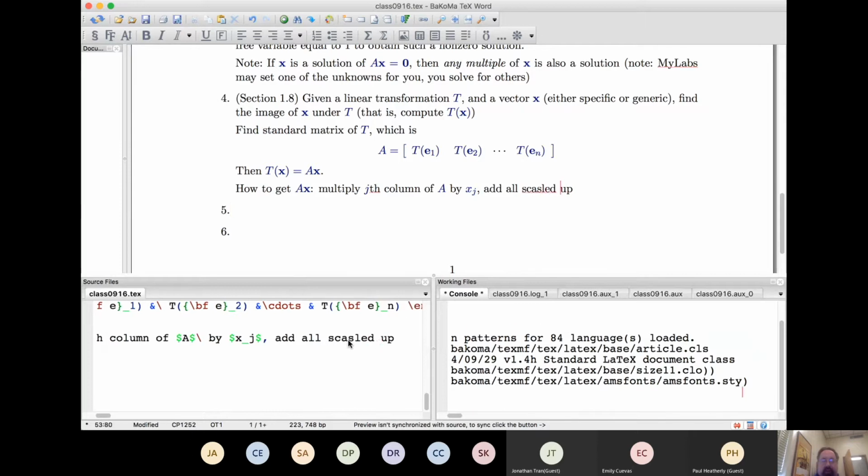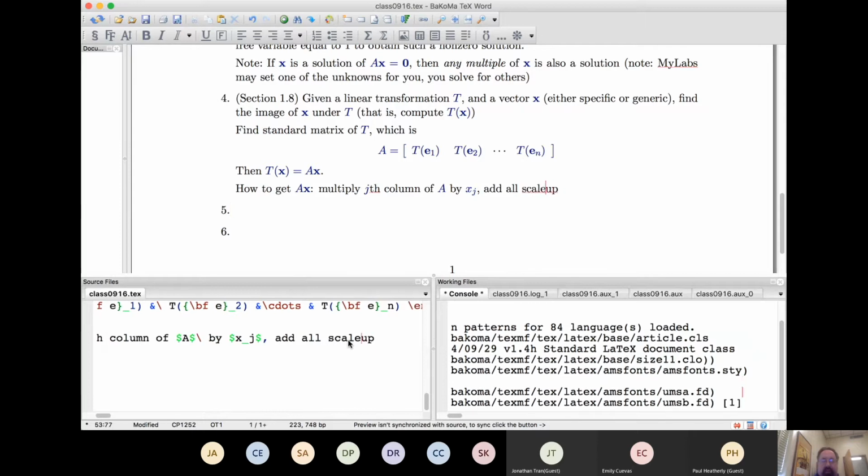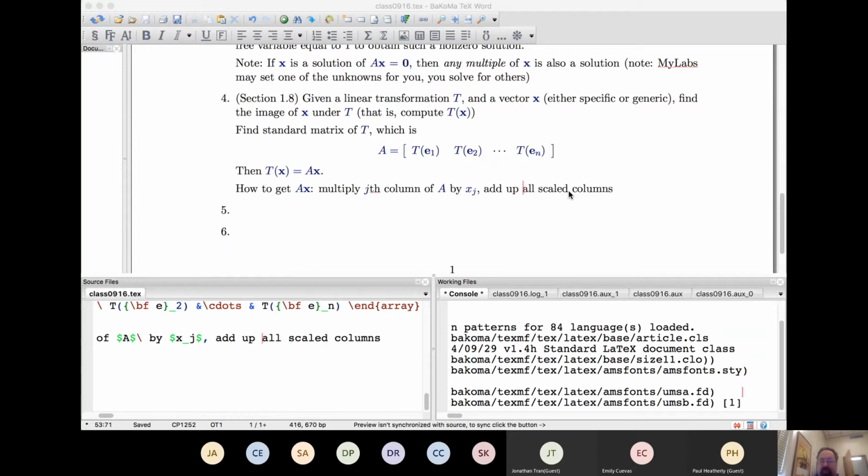This is what I was explaining. To get the matrix vector product, multiply every column by these elements of X. Once you multiply all of them by their corresponding X's, you add up all of those. And that's it. That's my explanation of how to do number 4. Does that make sense? Please let me know.